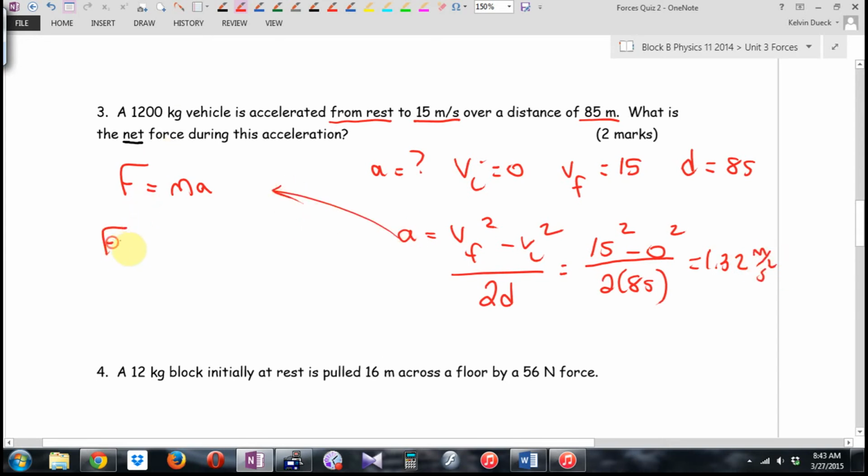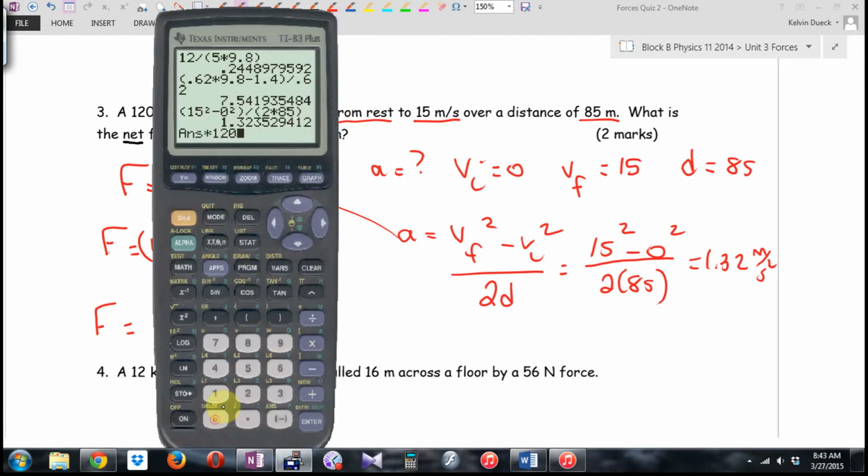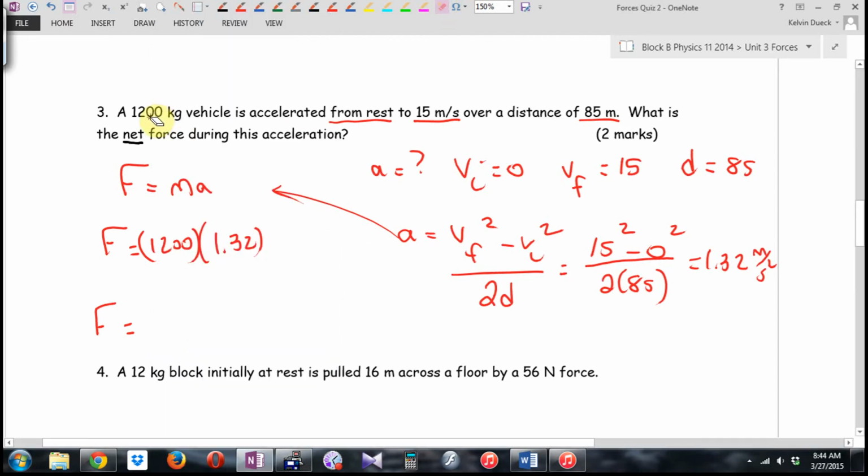But I'll use my answer button. 1200 times 1.32, and I get 1588, you know what, I'll call it 1600, I'll round off, or you can say 1590. Really, by the way, how many sig figs? Don't say 4. How many sig figs? 2. You know what, I should probably go to 2 sig figs. So I'll go 1600. What? It's a force. Newtons.